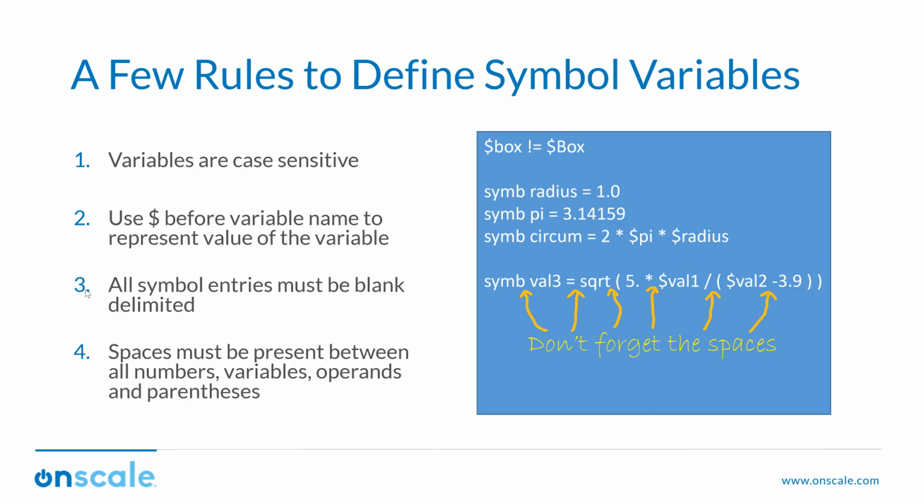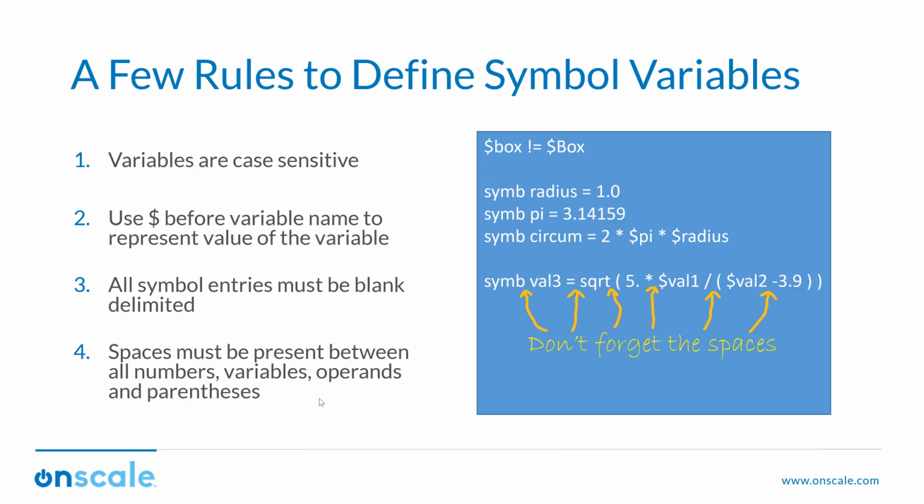All symbol entries must have some blanks in between. You need to leave some space between each of your expressions. It's not that intuitive. For example, you have 2 multiplied by a variable called $pi multiplied by $radius, and you have to leave a space in between each of those. Otherwise, this will not be interpreted correctly. Generally, you get a notice when you don't leave a space, telling you, please leave a space. So you should be aware about that, because sometimes you get problems because of this.